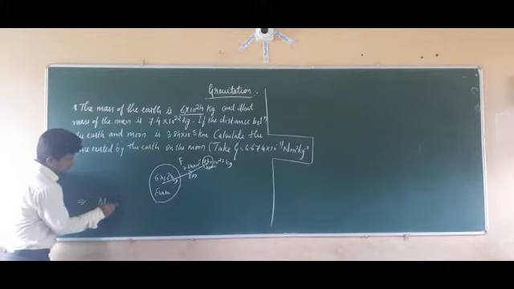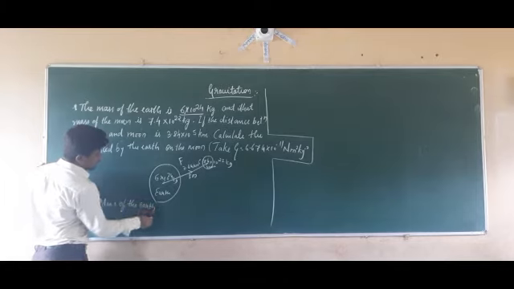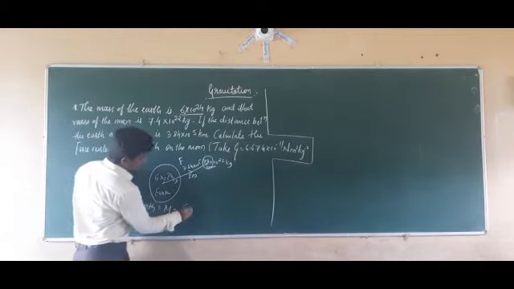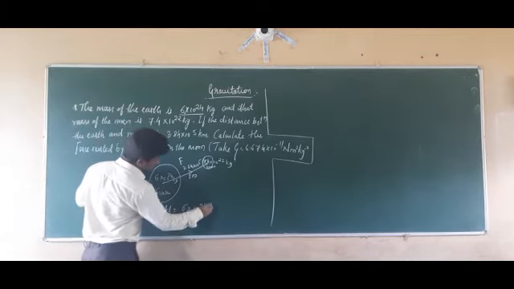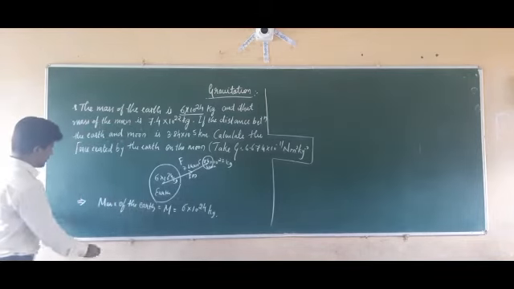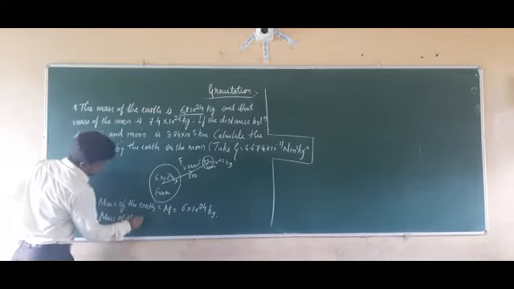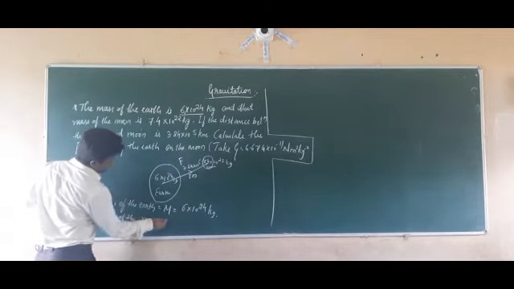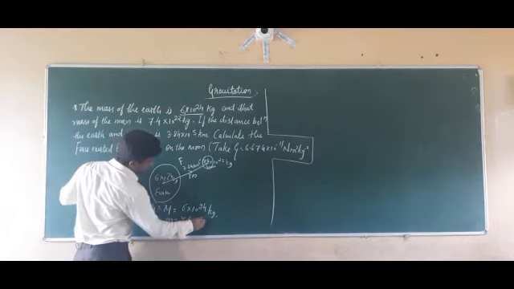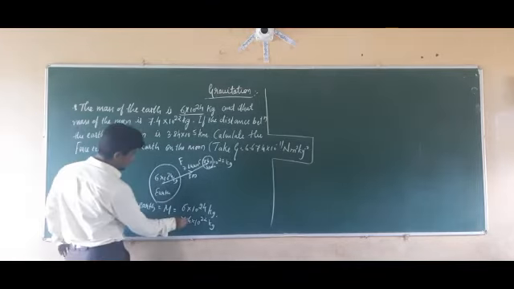First given is the mass of the Earth. Let this be capital M, which is equal to 6 into 10 raised to 24 kg. It is very, very high. Next, the mass of the Moon, which is equal to small m, which is equal to 7.4 into 10 raised to 22 kg.